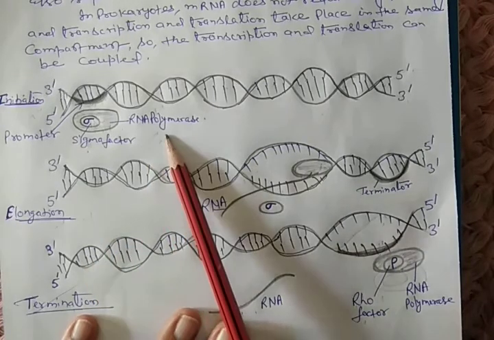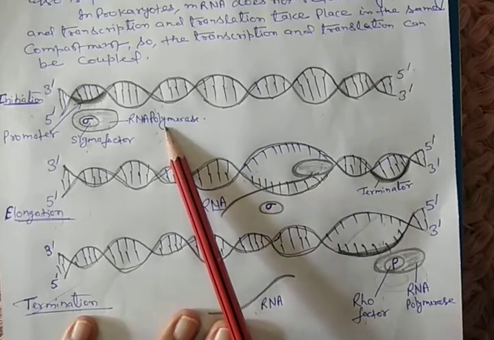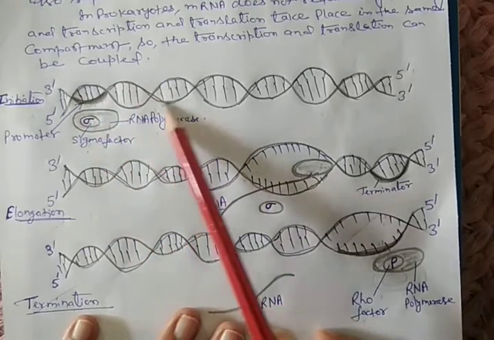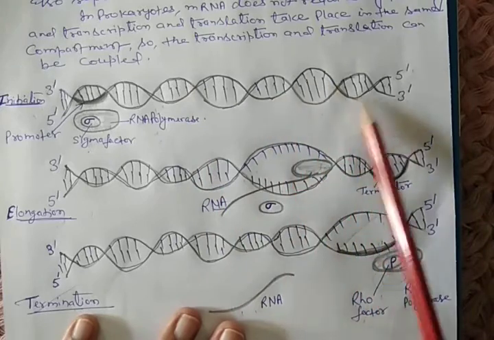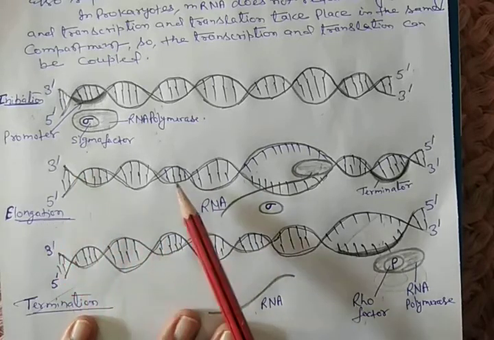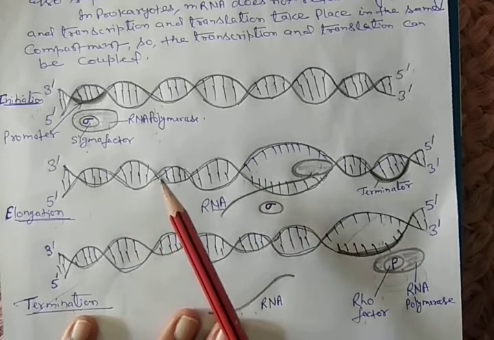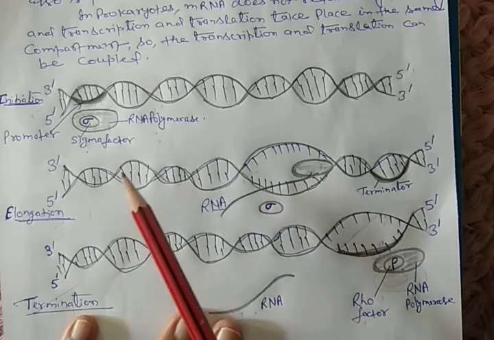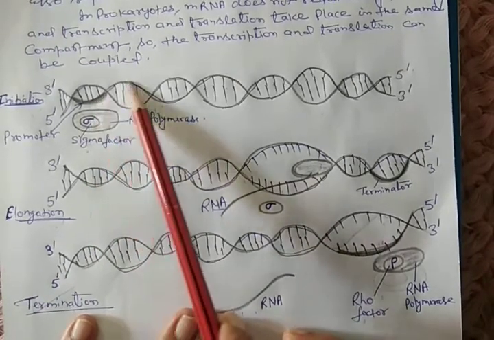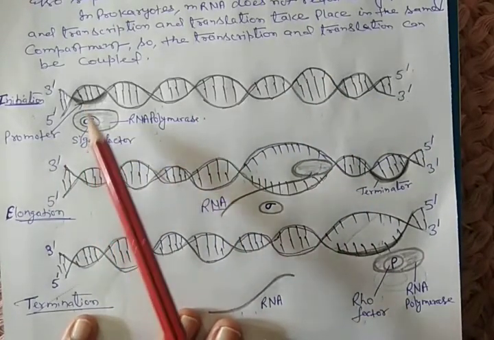This RNA polymerase is responsible for the polymerization reaction, meaning it helps in the joining of many ribonucleotides one by one according to the information, or base sequence, present in the template strand. The RNA polymerase polymerizes by the addition of the different ribonucleotides one by one. So this RNA polymerase now moves along this template strand, and after initiation the sigma factor is separated.